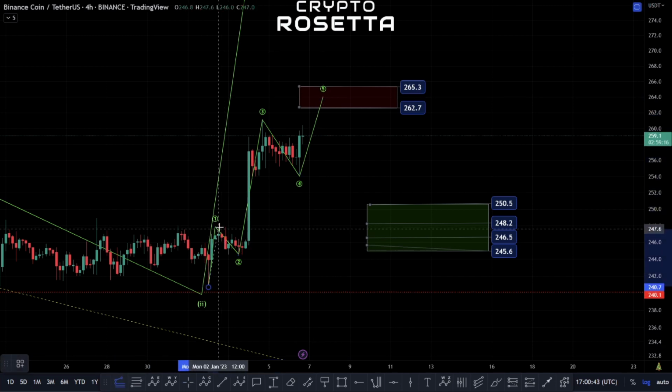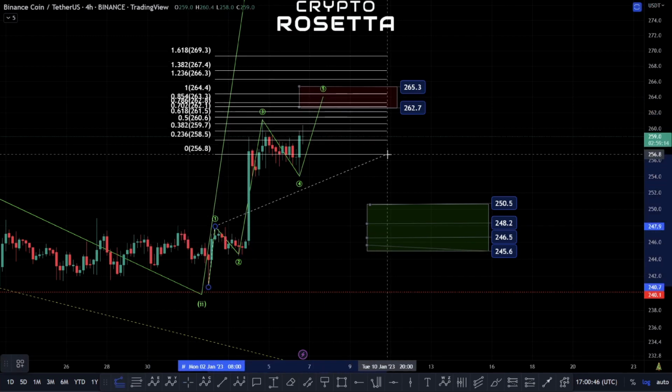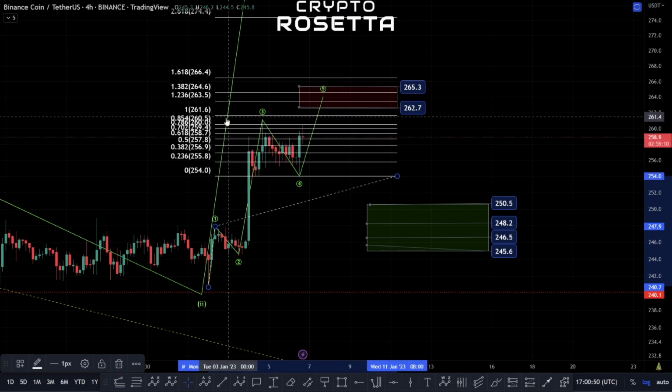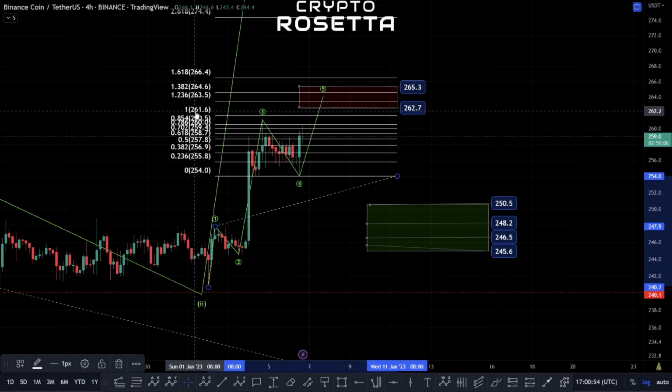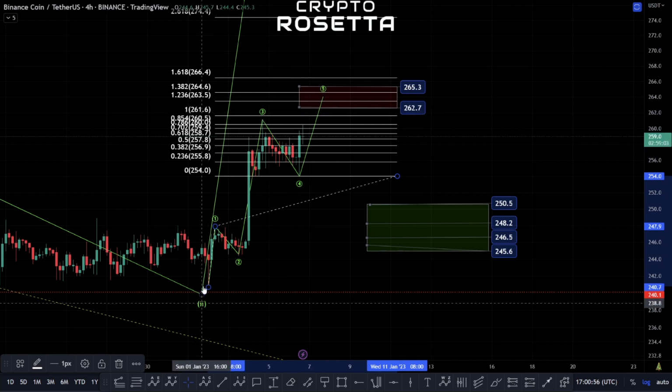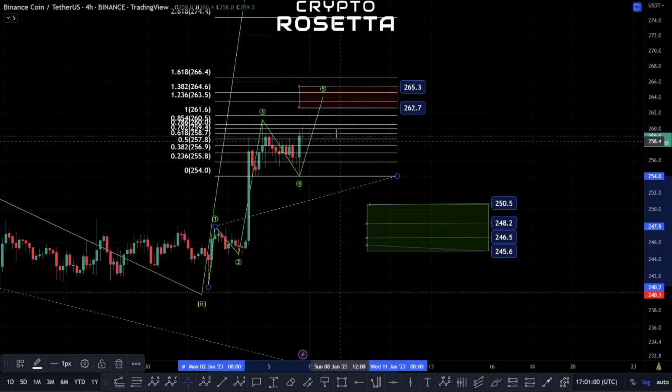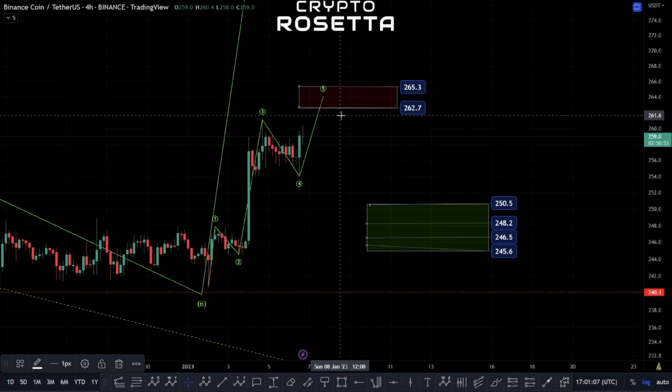Another way we can look at this for confirmation is the 1-to-1, which might also be an interesting area if we fall short here. So this 1-to-1 is actually this 261.6. If we actually move up to that, we could look for a rejection within that zone, so that 261.6, or it could move up into this zone here. So we'll just have to see how it progresses.